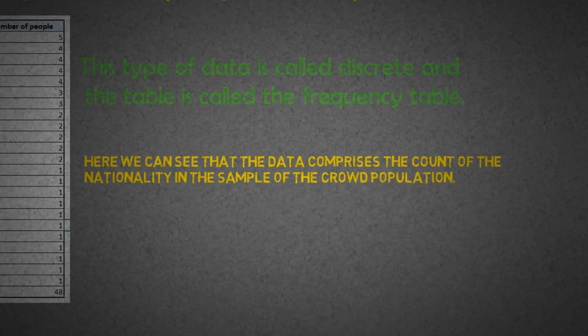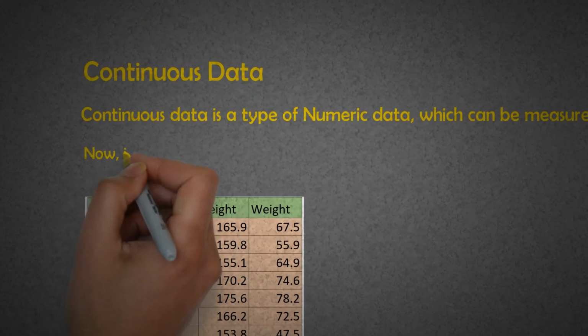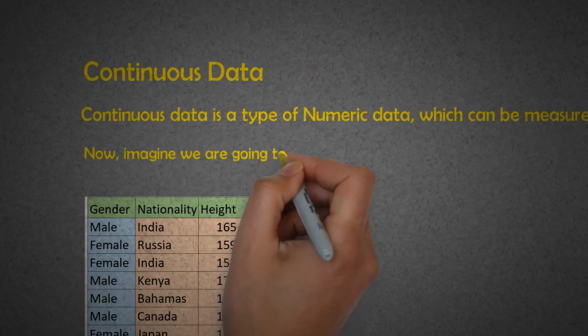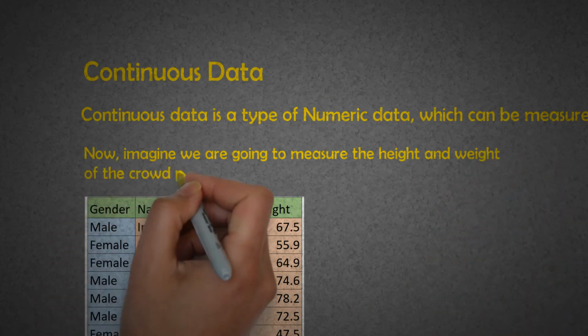Continuous variable type. Continuous data is a type of numeric data, which can be measured. Now imagine you are collecting the height and weight of the people in the crowd of the population. This is called the continuous data type.